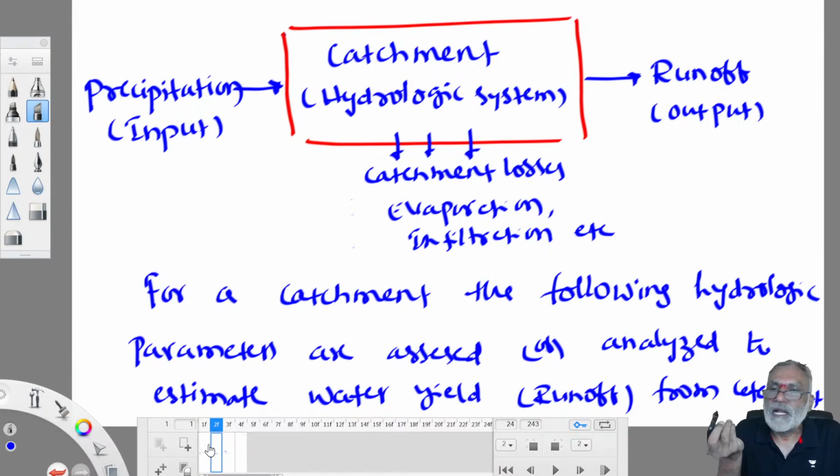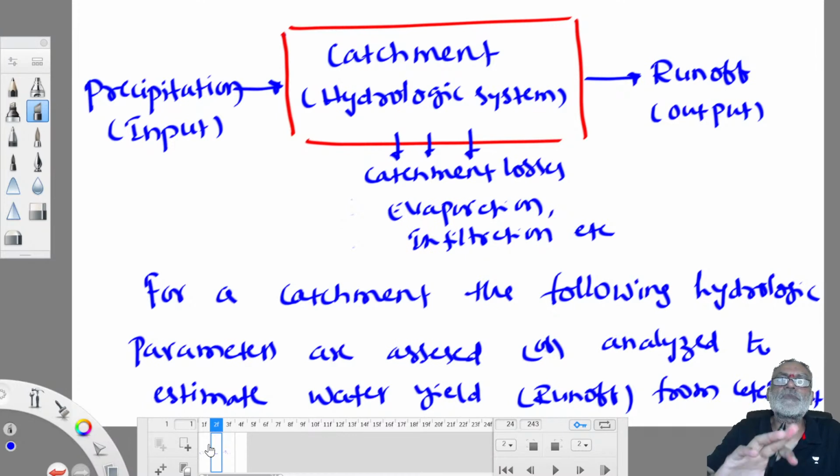Runoff cannot be measured straight away. Precipitation you can measure in a catchment, but you can't measure the runoff coming out of the catchment because catchments are very big. Therefore, to work out the runoff component, we work out other parameters indirectly. From precipitation we work out evaporation, transpiration, evapotranspiration, infiltration. All the catchment losses are also taken into account, so that we can finally work out the runoff component.